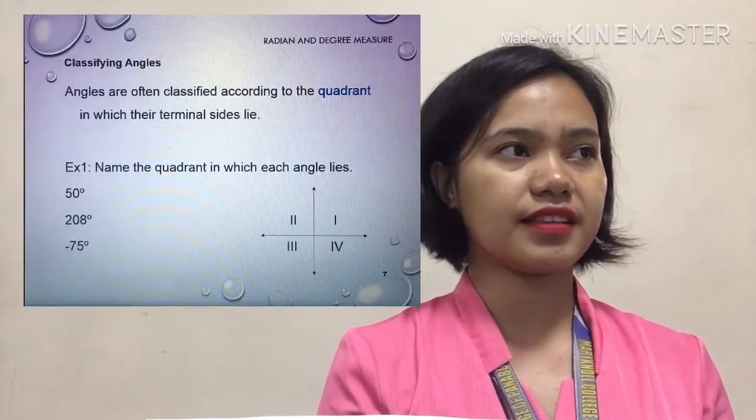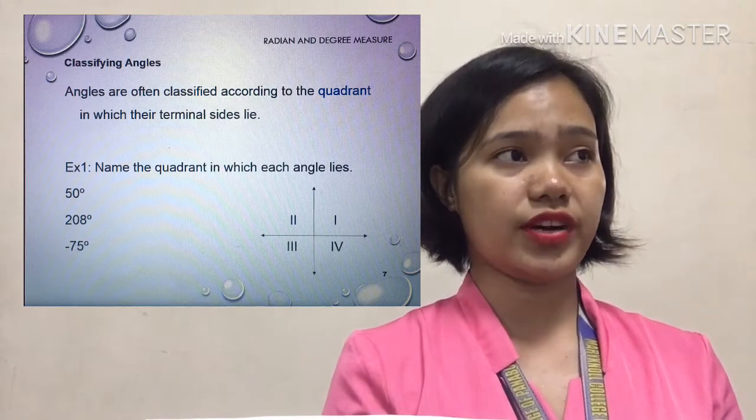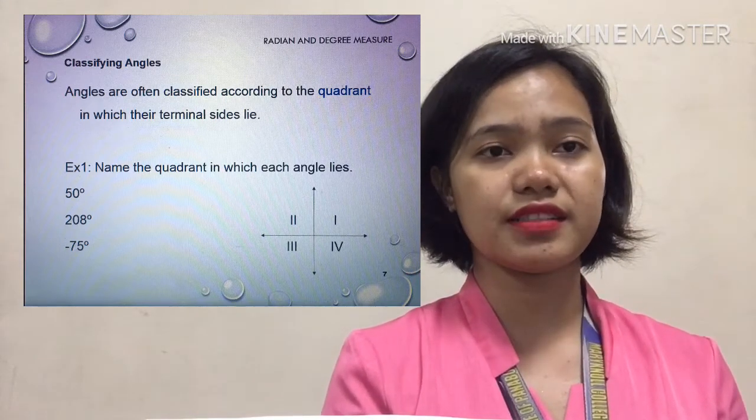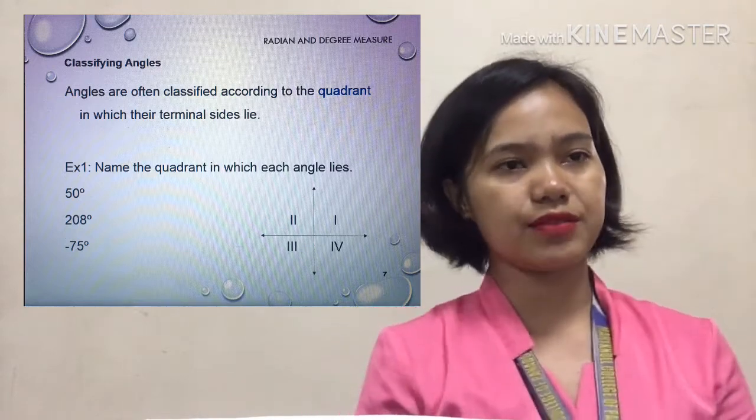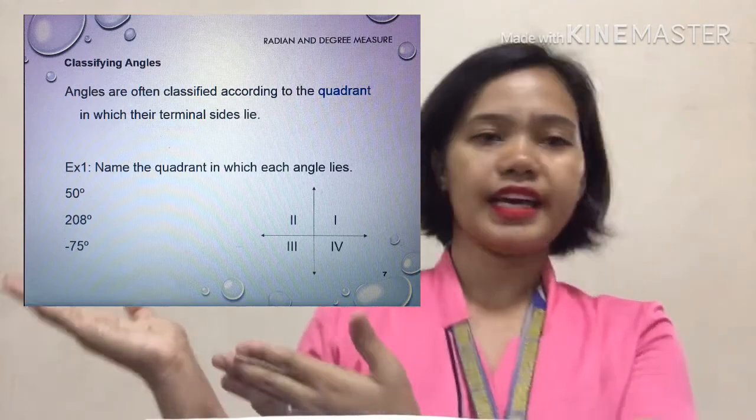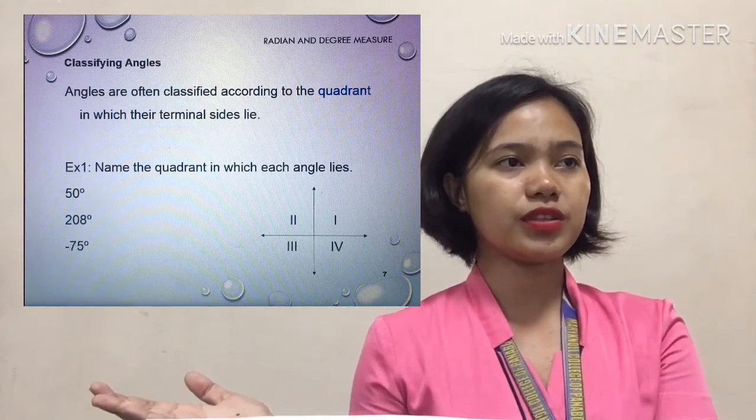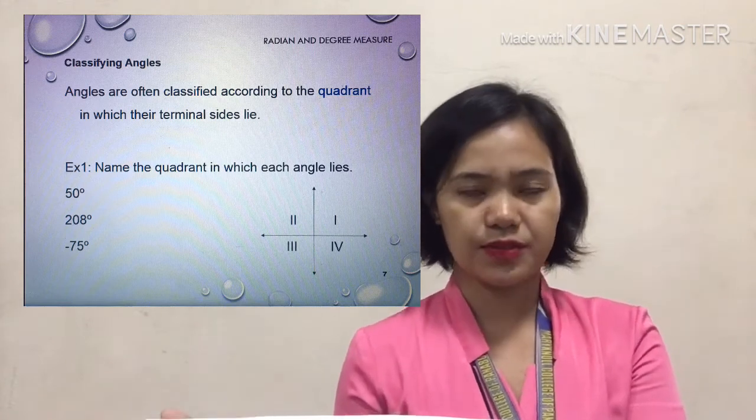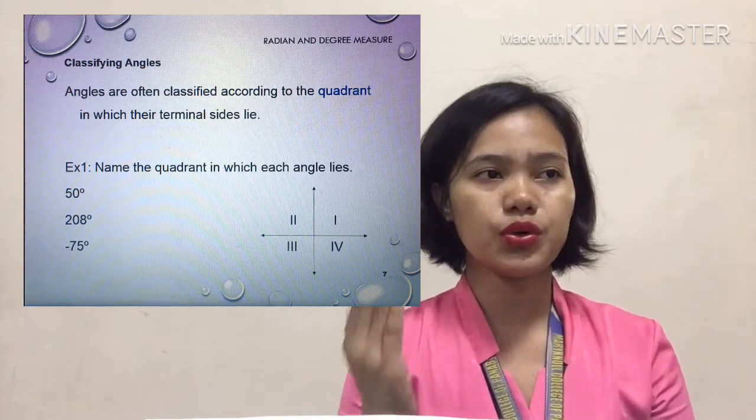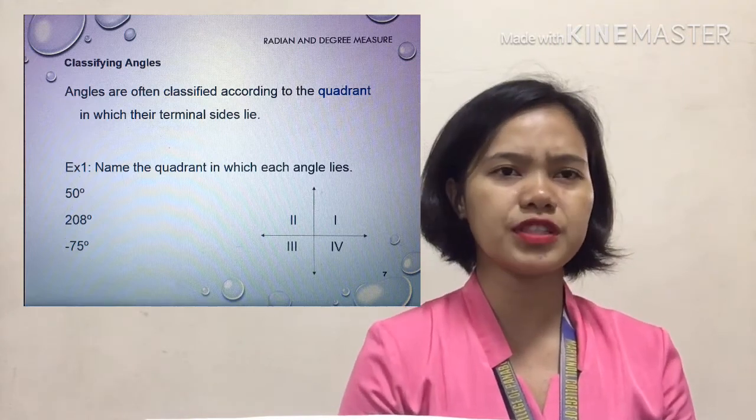We can also have this one, classifying angles. Angles are often classified according to the quadrant in which their terminal side lies. For example, example number 1. We are to name the quadrant in which each angle lies. We have the following quadrants: 1, 2, 3, and 4. Now, first, we have 50 degrees.